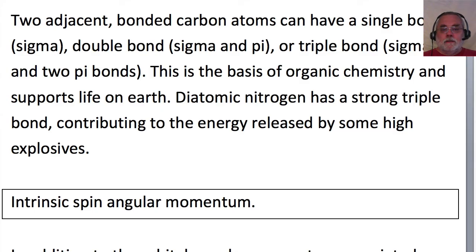Two adjacent bonded carbon atoms can have a single bond, sigma, a double bond, sigma and pi, or a triple bond, sigma and two pi bonds. This is the basis of organic chemistry and supports life on Earth. Diatomic nitrogen has a strong triple bond, contributing to the energy released by some high explosives.